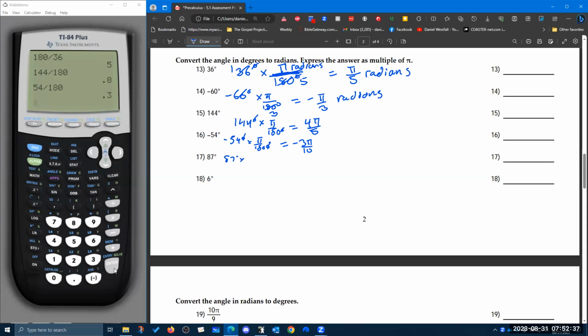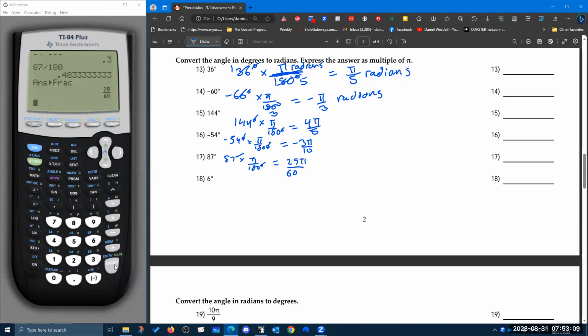87 degrees times pi over 180. Degrees will cancel. Let's take 87 divided by 180. And you can see that's a repeating decimal, so I'm going to let my calculator change it back to a fraction. And it says that that's 29 over 60, and I need to keep that pi in my answer there. So 29 pi over 60.